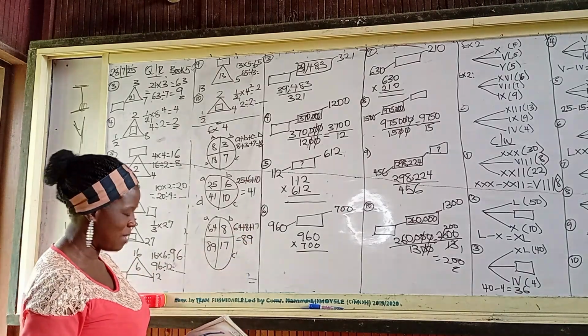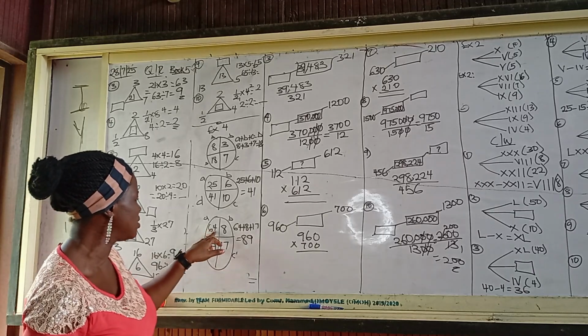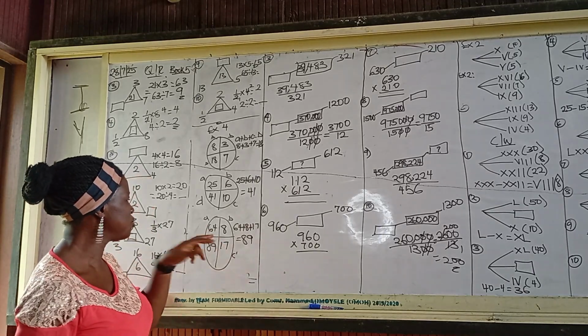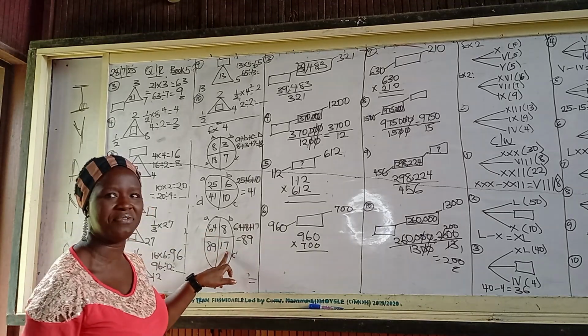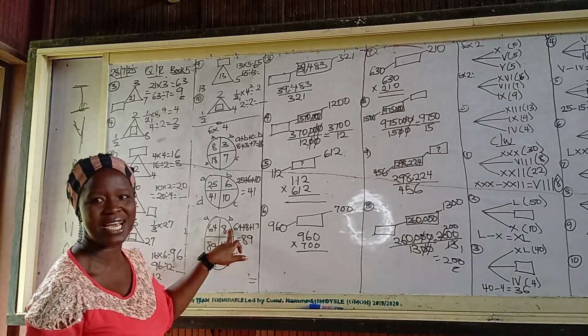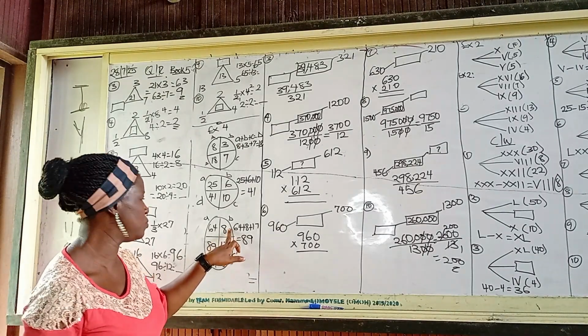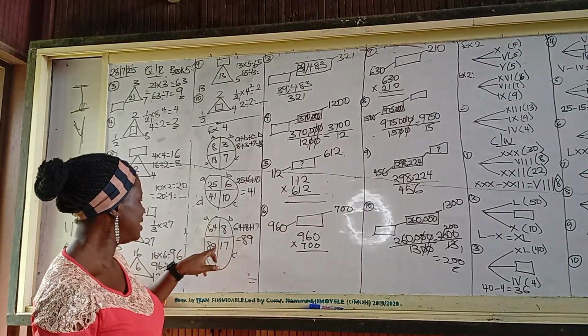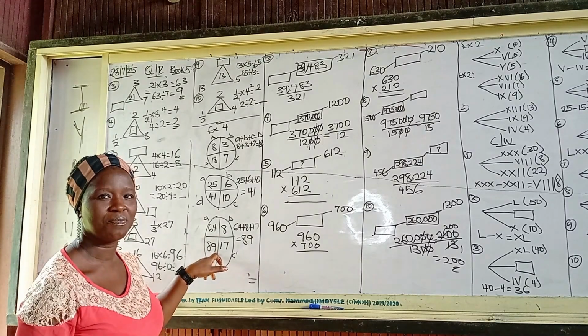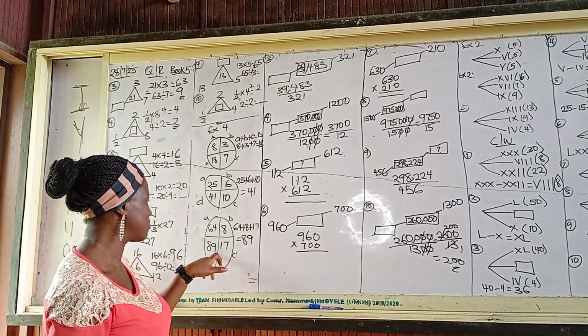So the question that you might be thinking is, what if any of these numbers is not given? Let's assume 64 is given, this is given, but the 8 is not given. What do you have to do? Add this together, take it away from this. Do you understand what I've just explained?